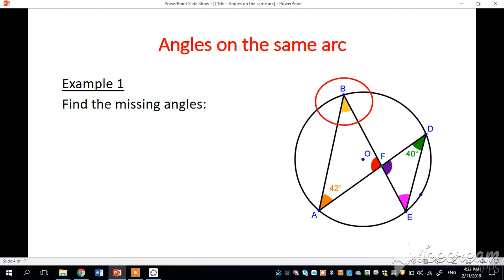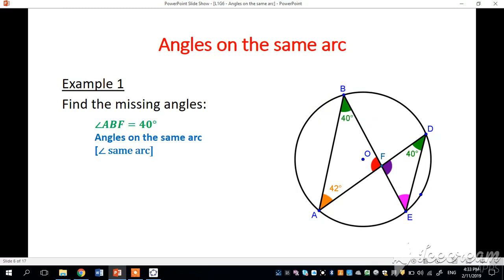All right, so we're going to find all the angles that we don't know. Let's start off with this angle up here, which is angle ABF. Well, ABF is going to be 40 degrees because angles are on the same arc. Now, what arc are we talking about? This arc here between B and D. So those are equal, 40 degrees each. So angle ABF is 40 degrees. The reason is angles on the same arc, or we could shorten it to angle same arc.